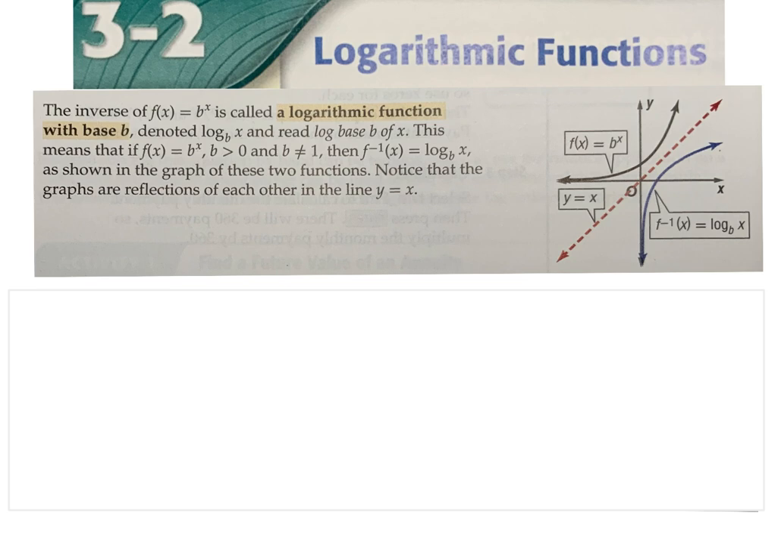So think about addition and subtraction. Those are inverses of each other. If you were to do addition and subtraction of the same number, they just cancel each other out. 3 plus 5 minus 5 is just 3, because the plus 5 and the minus 5 inverses kind of cancel each other out. Logarithmic functions are the inverse of the exponential function.